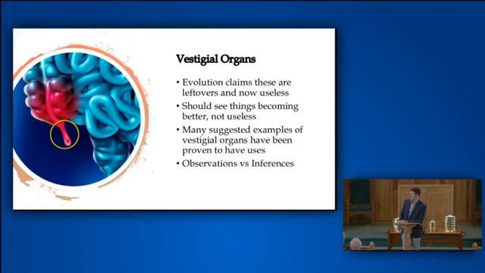Many examples suggested as vestigial organs have been proven to have uses. Over time, many things that were seemingly thought to be vestigial organs aren't. They have uses that are maybe not so apparent. It's obvious why we have hands. It's not so obvious why we have an appendix or tonsils or other things that we can live without. But these things have also been shown to have benefits over time.